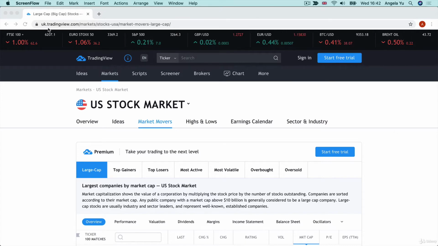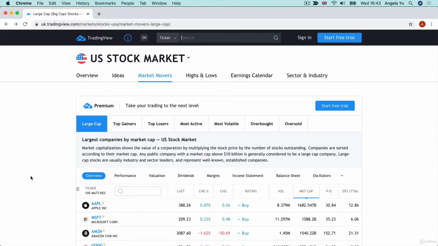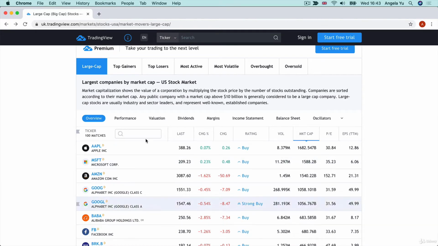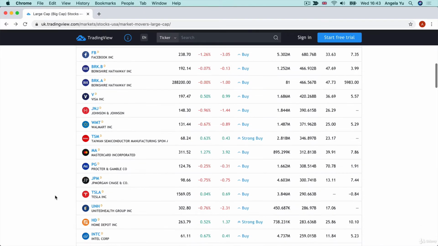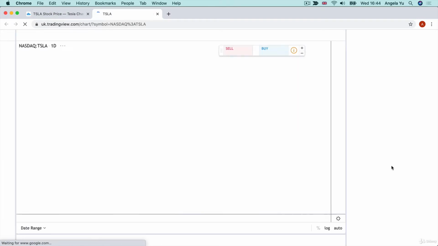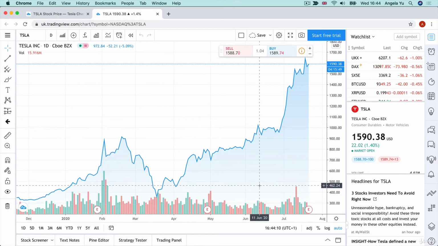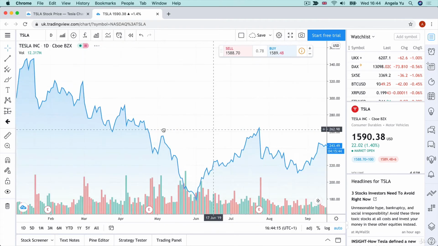Here I've got a website up called tradingview.com, and I'm looking at the large cap companies. These are well-known companies that you've probably heard of, like Apple or Microsoft or Amazon. Let's say that we had an interest in a particular stock. Let's say that we bought shares in Tesla, and we want to know how it's doing. Well, we could take a look at the full featured chart, and this shows us the price of the Tesla stock over the past few days.